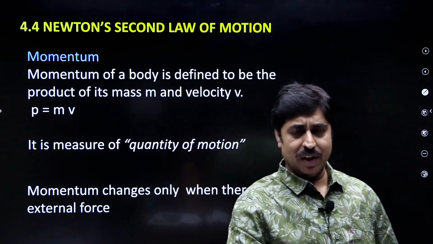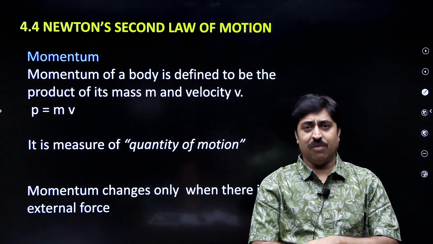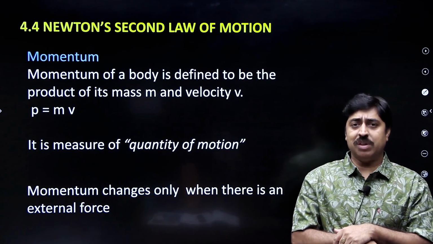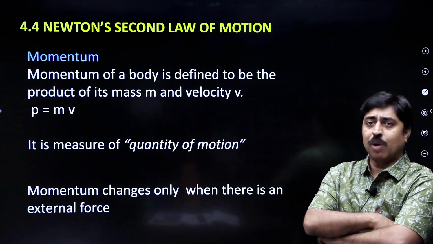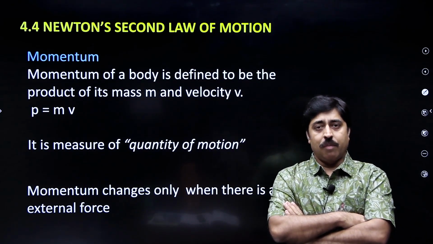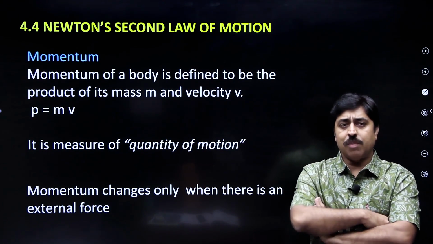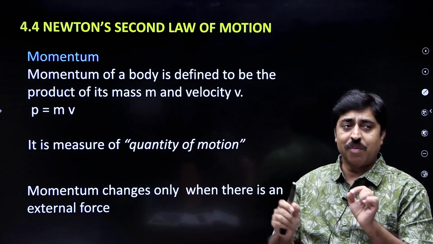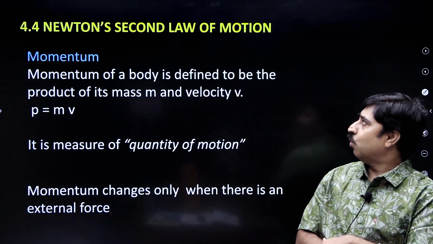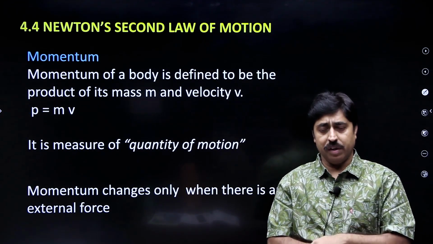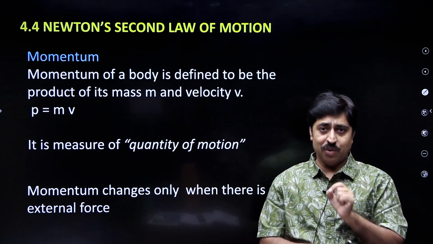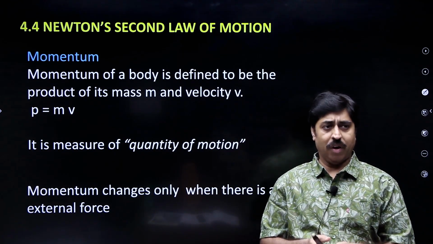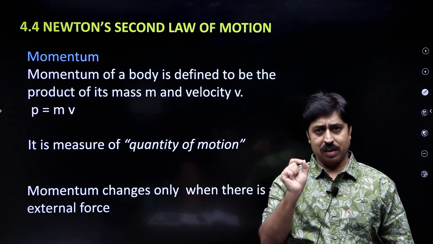Newton's first law of motion is basically a special case of second law of motion. In Newton's first law of motion, we talk about the situation when force on a given body is 0. But the second law of motion talks about a more general situation when there is some force acting on a body. So, Newton's second law of motion originally was stated using a new physical quantity which is known as momentum. So, let us first talk about what exactly is momentum.